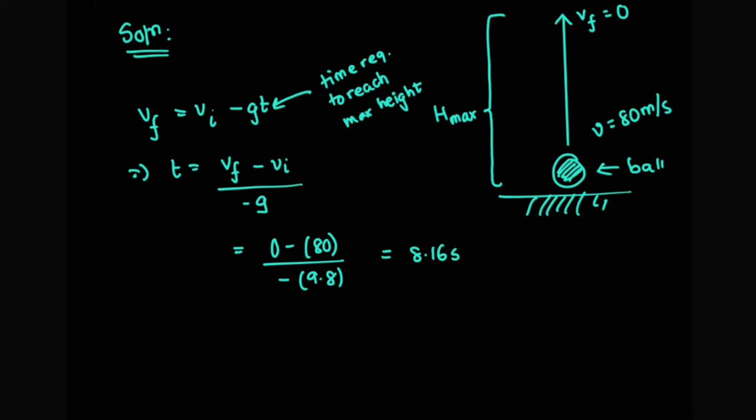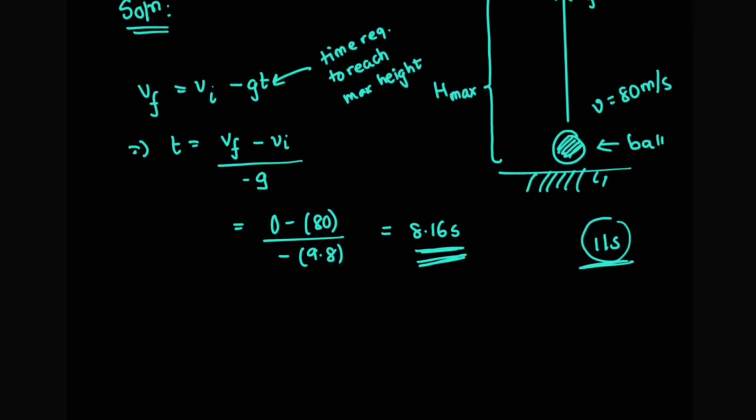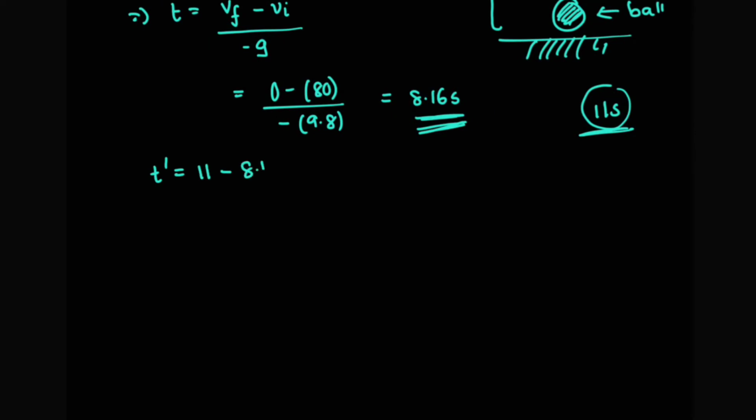So we now have to calculate what the height of the ball is after 11 seconds. Now the ball has reached the maximum height h max at 8.16 seconds. Now we have to calculate where the ball is after 11 seconds. So we can say that 8.16 seconds have already passed from this 11 seconds. So the remaining time is what? 2.84 seconds. We have to now calculate the traversed distance by the ball in 2.84 seconds.